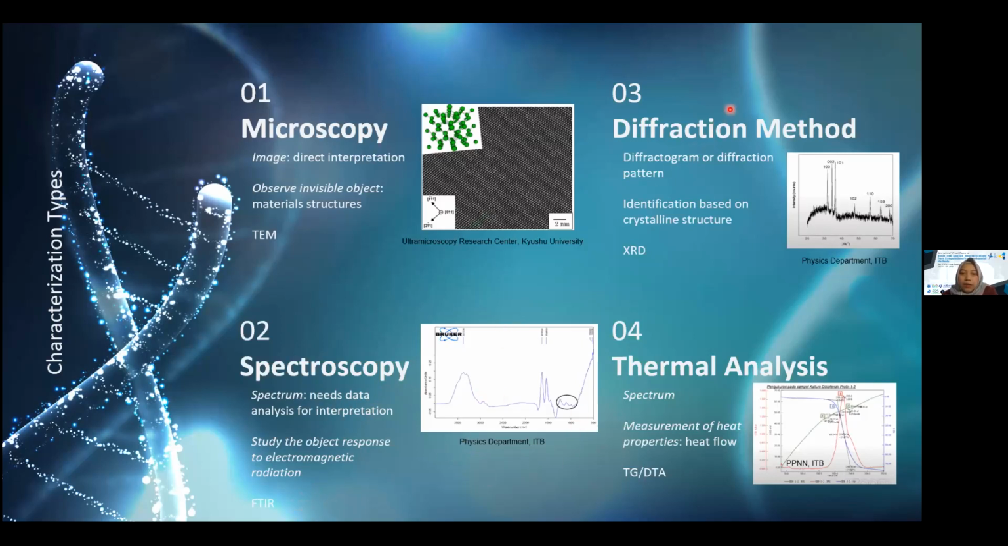The third one is the diffraction method, where we can identify, based on the crystalline structure, what elements are contained in our sample. For example, we can use XRD, and the result looks like this, which is the diffractogram or diffraction pattern. The last one is thermal analysis, where we can measure the heat properties of the sample, such as heat flow or the reduction in mass during sample heating. The result is a spectrum, and the device we can use is TG/DTA.